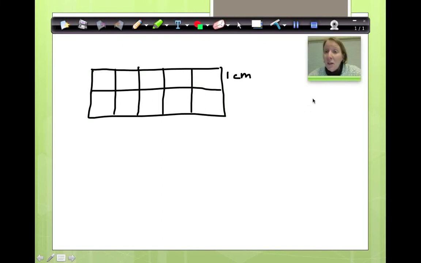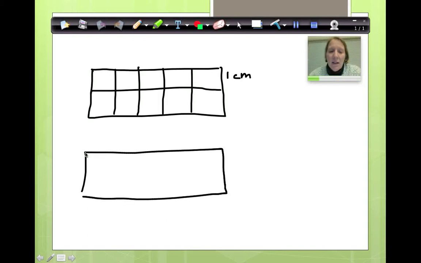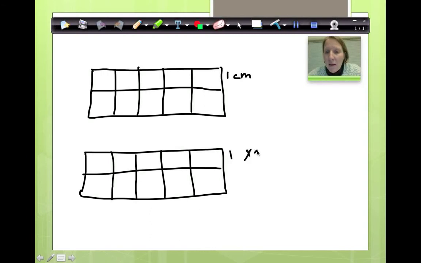If I tell you that I have another one and it looks just like it, but each square is 1 yard. Whoa, 1 square yard. This is 1 square centimeter. This is 1 square yard. Or better yet, instead of 1 yard, let's say 1 meter. So this would be like 1 meter stick by 1 meter stick by 1 meter stick by 1 meter stick. And a centimeter.